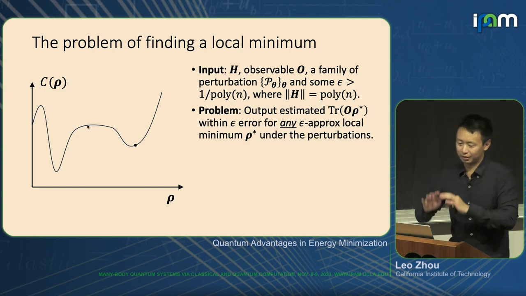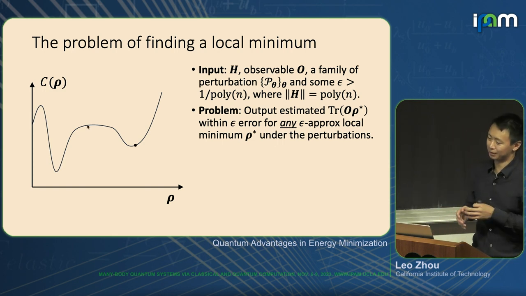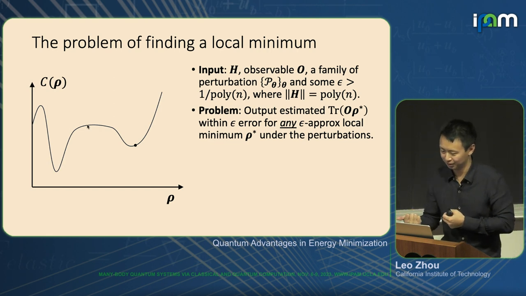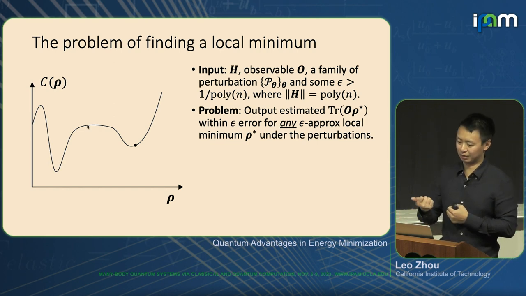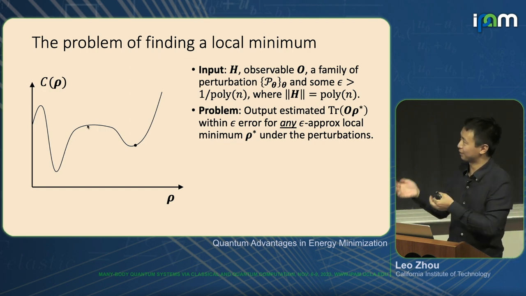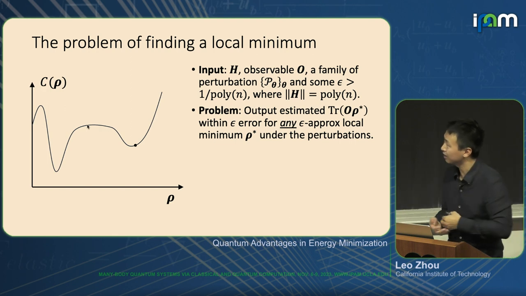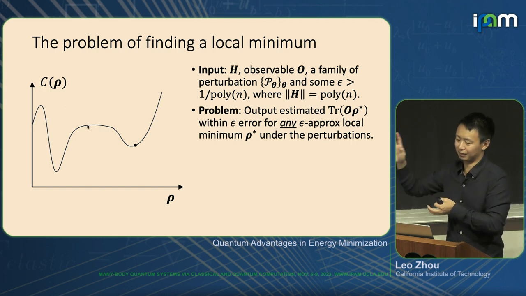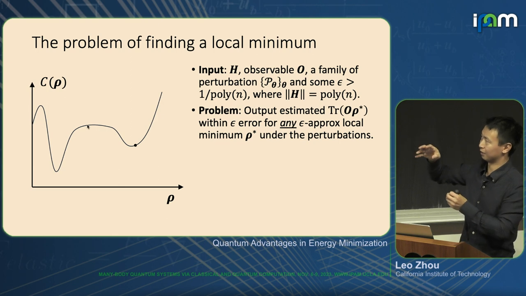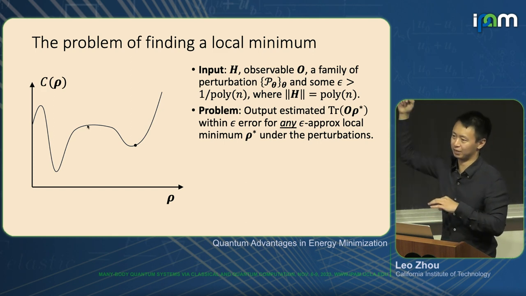Okay, now I'm going to define the problem of finding a local minimum. The input to the problem is a Hamiltonian, some observable, some family of perturbations, and also some epsilon, which for efficiency reasons we usually want to be at least 1/poly. Also, there's a condition that the norm of the Hamiltonian is polynomial, because an exponentially large range of energy could make traversing this landscape inefficient.